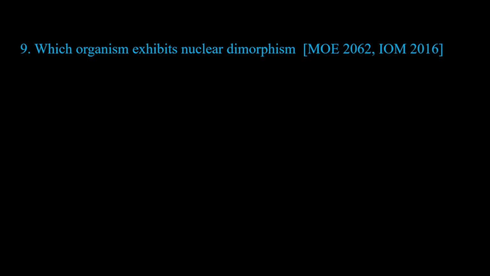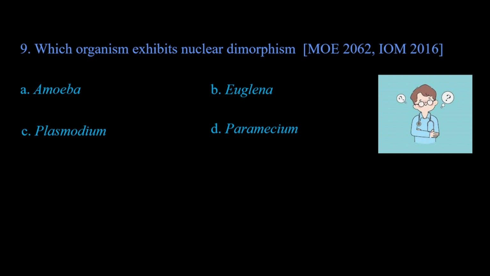Question number 9. Which organism exhibits nuclear dimorphism? Options are A. Amoeba, B. Euglena, C. Plasmodium, D. Paramecium.